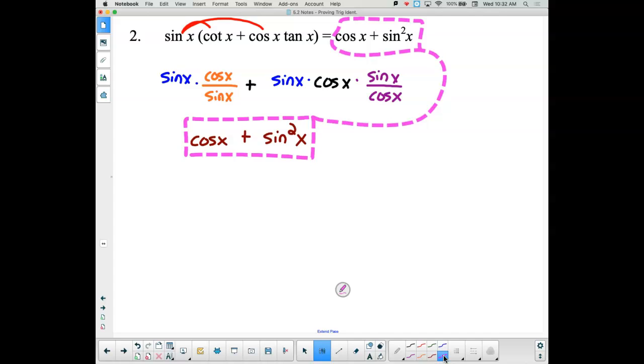Yes? Good, Brennan? Yeah, same. I focused on the parentheses first. And then multiply by the sine at the end? Yeah, that's fine.